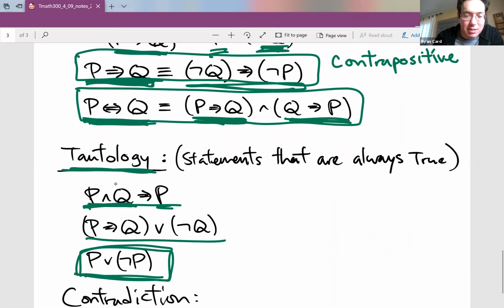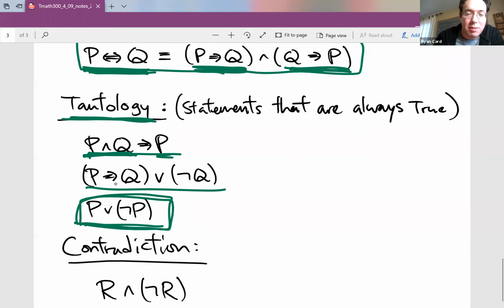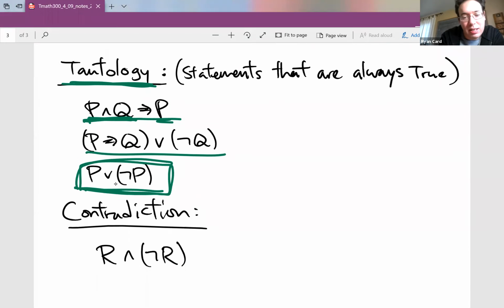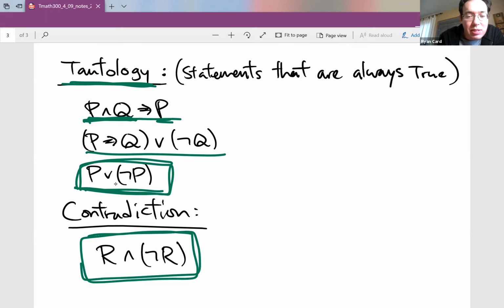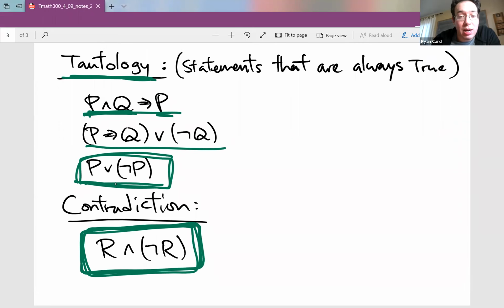So that's tautology. The opposite end of that is something that's always false. In particular, anything in the form of some statement and the opposite of that statement. This is called contradiction. So this is going to play a very special role when it comes to proofs. This is something that you'll get very intimately familiar with.